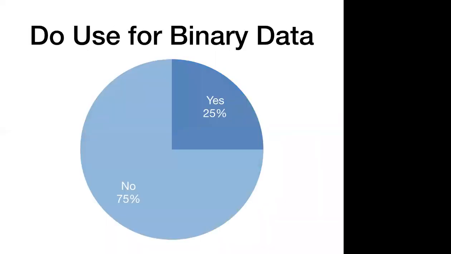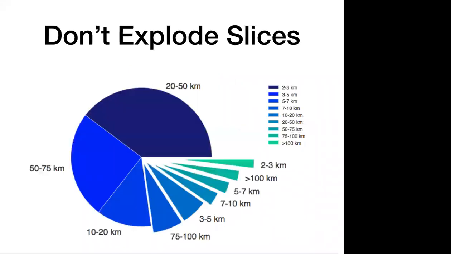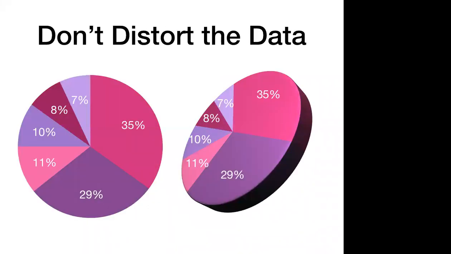And I think, yes, do use it for binary data. This is a fantastic graph. You've got your values right there on the pie, you've got the percentage, and it's very, very clear what's going on here. Do place it in a sidebar because you have a lot of white space and you want to minimize that, and don't explode the slices. It's stupid. Don't distort the data. That's a very, very important rule for every graph.